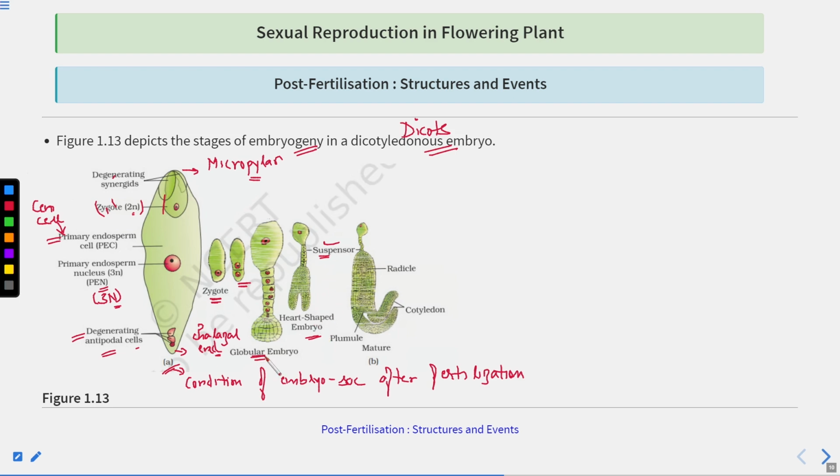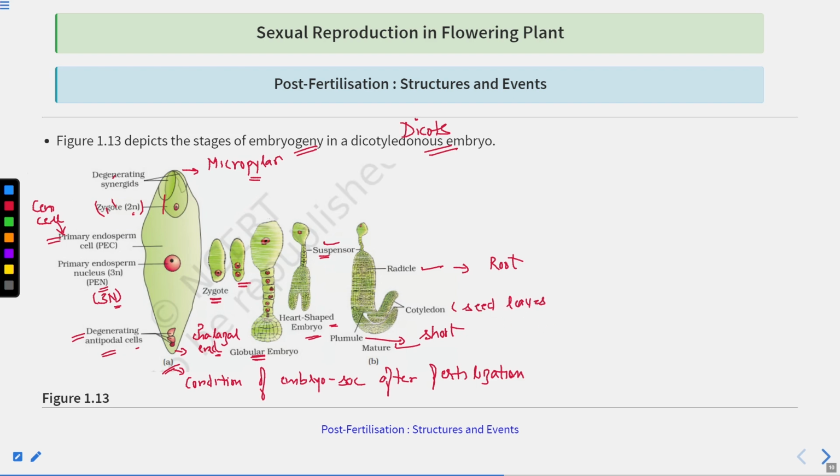In globular embryo or in the globular stage, what happens? You cannot differentiate between the different tissues as well as the different structures. But in the heart stage, you can differentiate. Okay, finally, you can see this is the mature embryo. In the mature embryo, what you can see? This is the radicle. So radicle will give rise to the root. And the plumule, it will give rise to the shoot. And here you can see the cotyledons, which are known as the seed leaves.